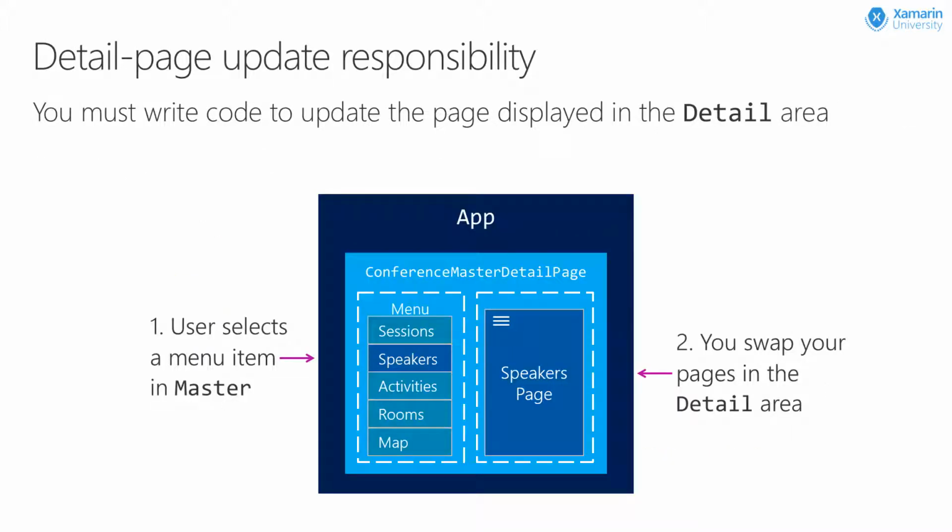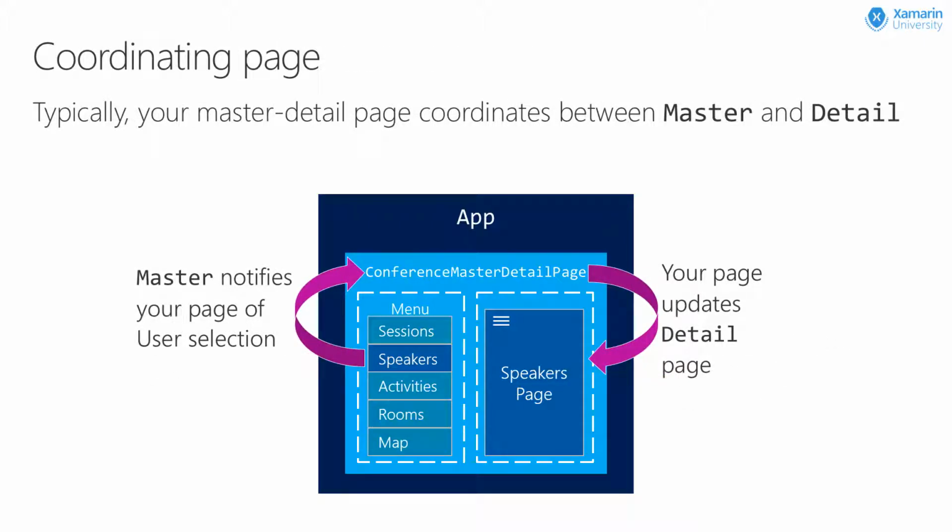Now, the master detail page displays our drawer and detail content, but it's our job to update the detail content when the user makes a selection. And the detail page has no specific knowledge of the master page, so it's common for the master detail page to perform the coordination. Now, the user makes a selection, the master will notify the master detail page, and then the master detail page updates the detail content based on the user selection.